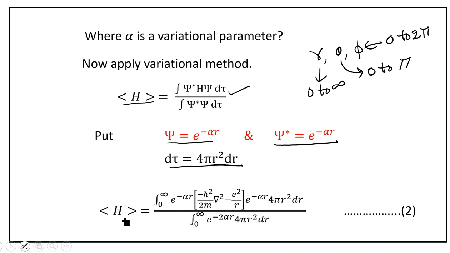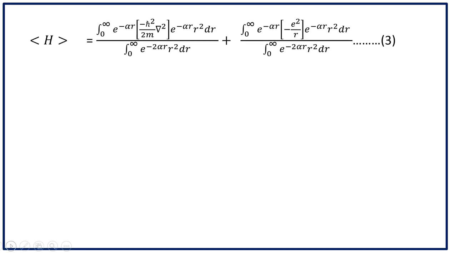So putting in this equation, psi is equal to e to the power minus alpha r and capital H is equal to minus h cut square by 2m del square minus e square by r, times e to the power minus alpha r, 4 pi r square dr, upon integral psi star psi, e to the power minus 2 alpha r, 4 pi r square dr. 4 pi is cancelled in numerator and denominator, and separating these two terms, you will get this.